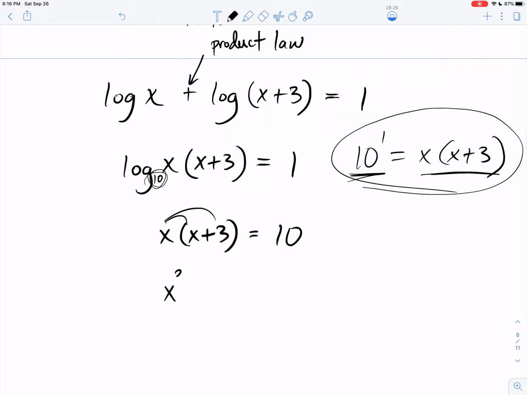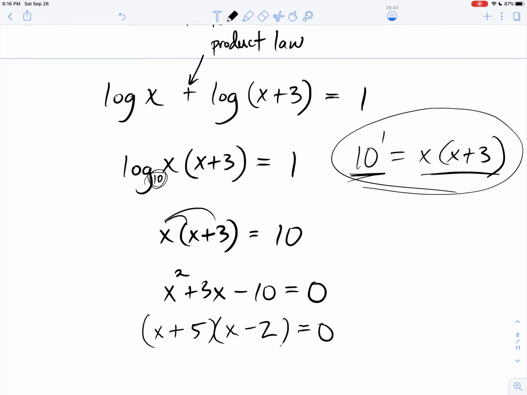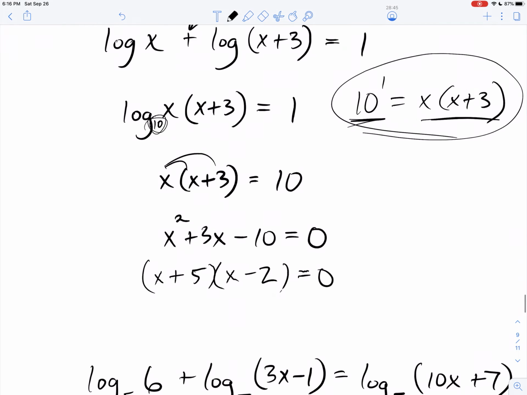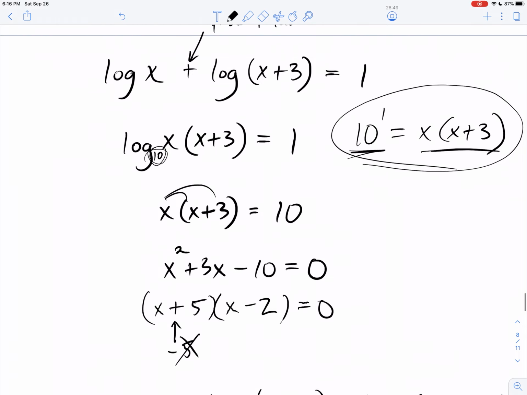I'm going to get x squared plus 3x equals 10. I'm going to move that 10 over. And then I wonder if this thing factors. I'm going to try x and x. And I get plus 5 and minus 2. And then I go, you know what? Minus 5 is a horrible answer. This guy is bad news, because I can see it right off the bat.